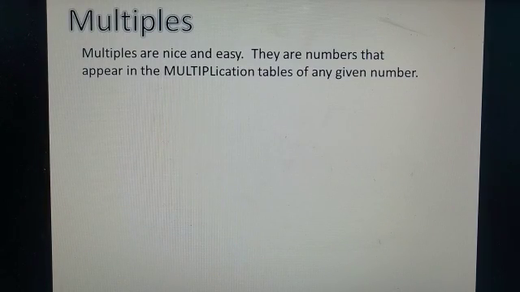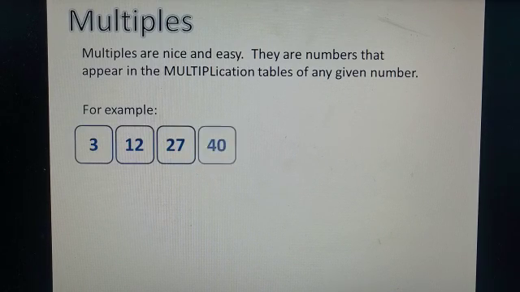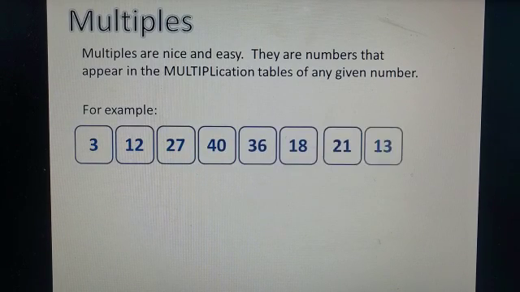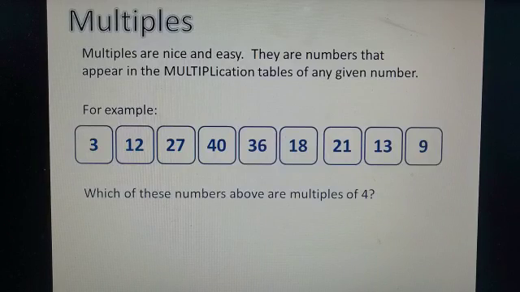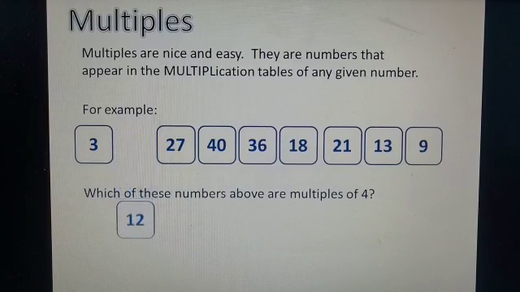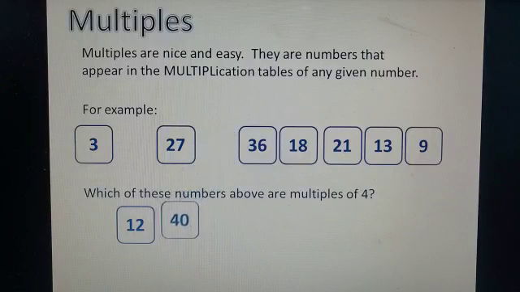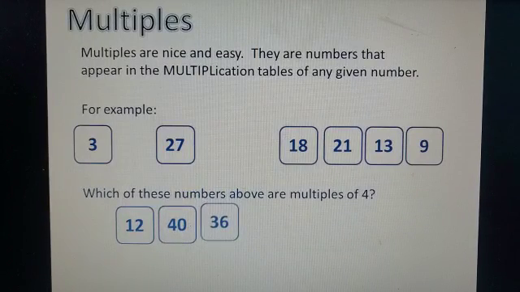Multiples we've done in our previous lessons this week. They are nice and easy, and they are numbers that appear in our multiplication tables of any given number. So for example, for these set of numbers, which of the numbers above are multiples of 4? Which numbers appear in our 4 times table? There are 3 numbers that appear in our 4 times table.